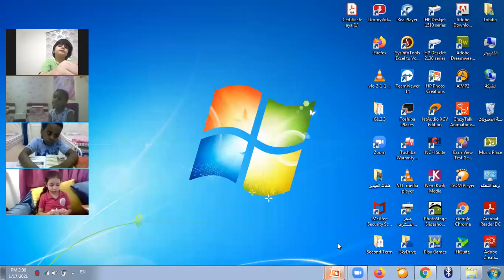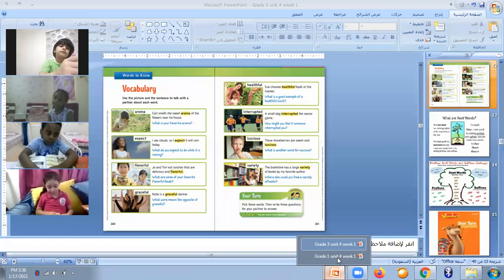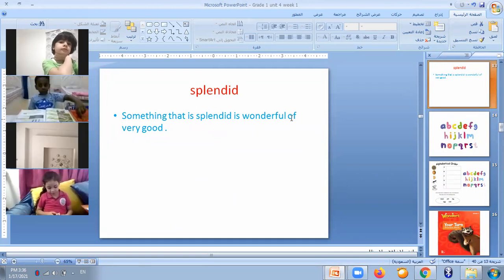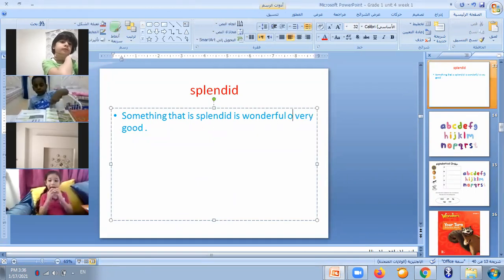Teacher, I can't find the page. 14. You can find it in the beginning. It's very easy to find it, okay?